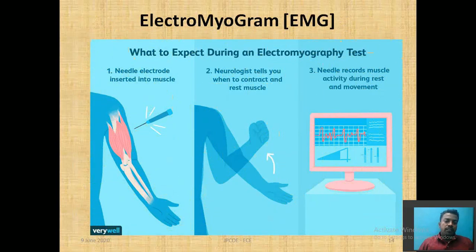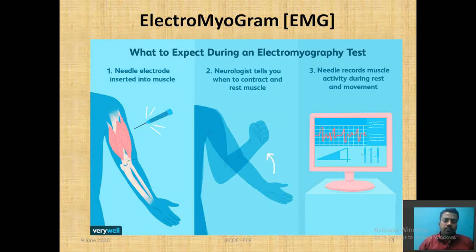See, this is a needle electrode inserted into muscles. If someone has met with an accident, and they have no blood leakage or any other visible injury, but they suffer from pain, that is muscle pain. In this case they measure EMG.